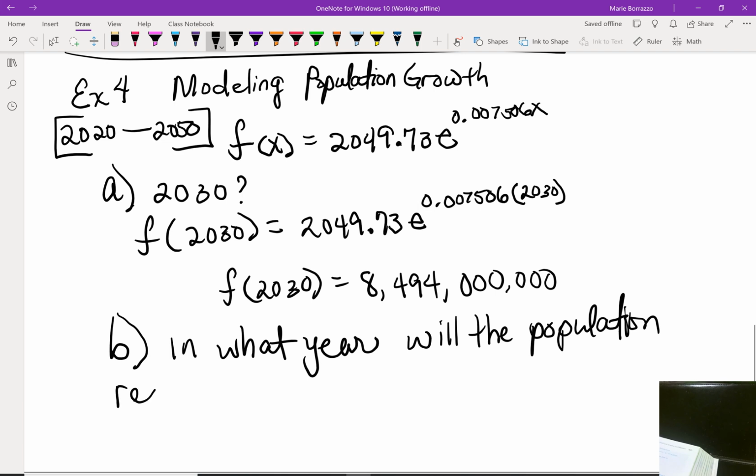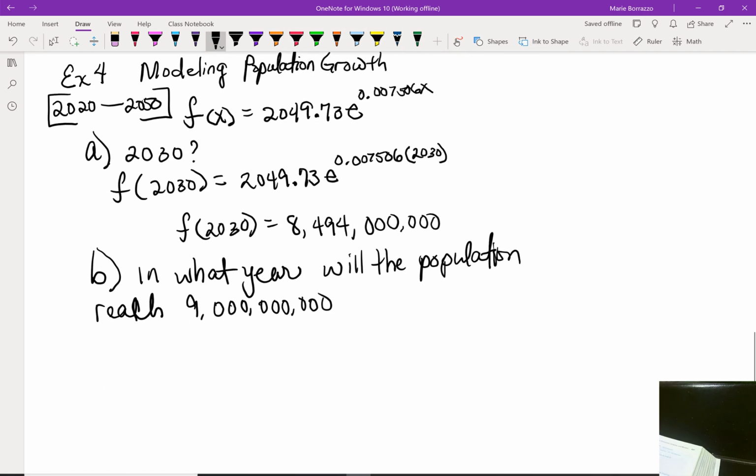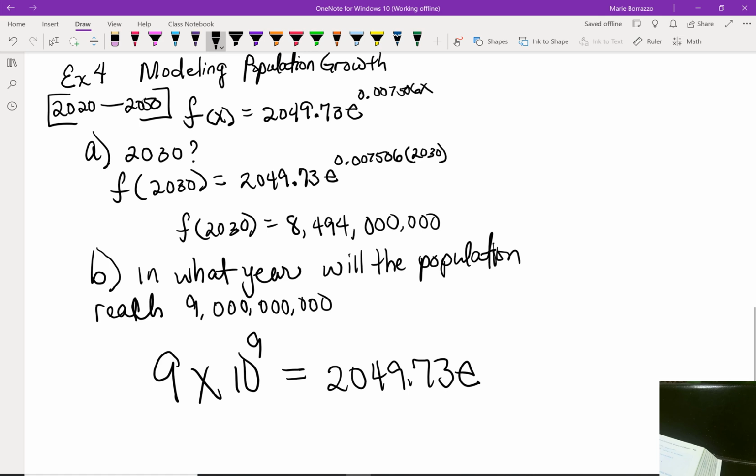Will the population reach 9 billion? All right, and so in this case, what you want to do is go backwards. So we would begin by saying, since we know that this is 9 times 10 to the 9th, and we know that this is equal to 2049.73 e raised to that 0.007506, and then x is what we're actually looking for here.